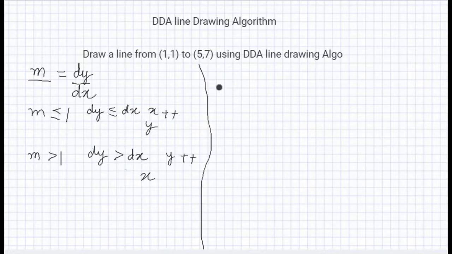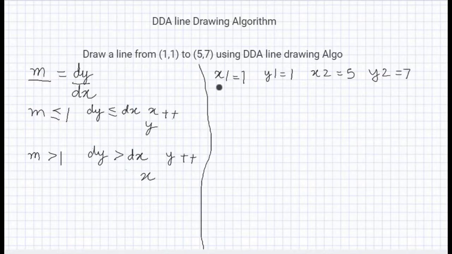First of all, we'll see what the input is. The input you can see here is a numerical. Draw a line from 1,1 to 5,7 using DDA line drawing algorithm. So here the input is the endpoints of the line. We'll denote the first endpoint as x1, y1. The value of x1 is given as 1 and the value of y1 is given as 1. x2 is given as 5 and y2 is given as 7.